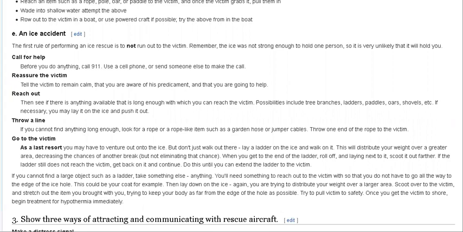Remember, the ice was not strong enough to hold one person, so it is very unlikely that it will hold you. That situation will probably never come up, so I don't know why I'm doing this. And ice accident. Okay, let's move on.